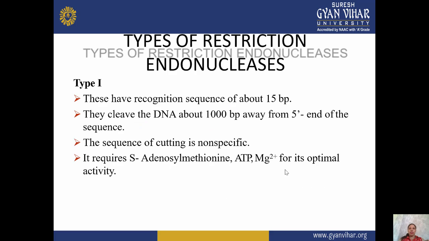Now, types of restriction endonucleases. There are multiple types of restriction endonucleases. The first one is type 1. Type 1 restriction endonucleases have the following properties. These have a recognition sequence of about 15 base pairs. They cleave the DNA about 1000 base pairs away from the 5' end of the sequence.